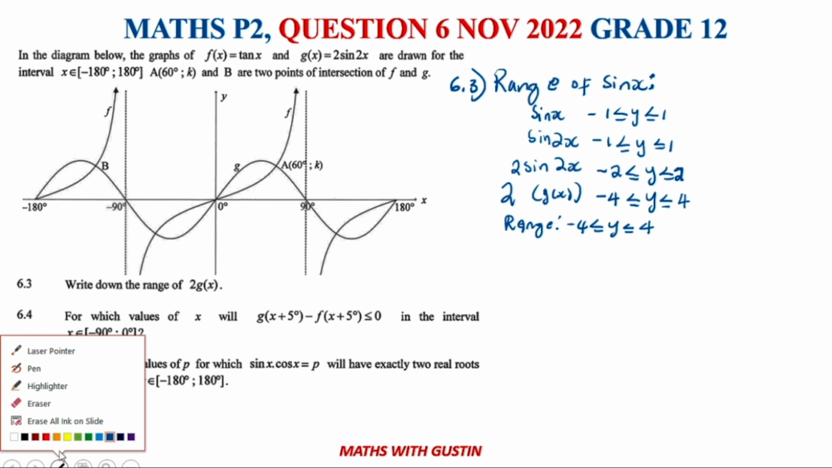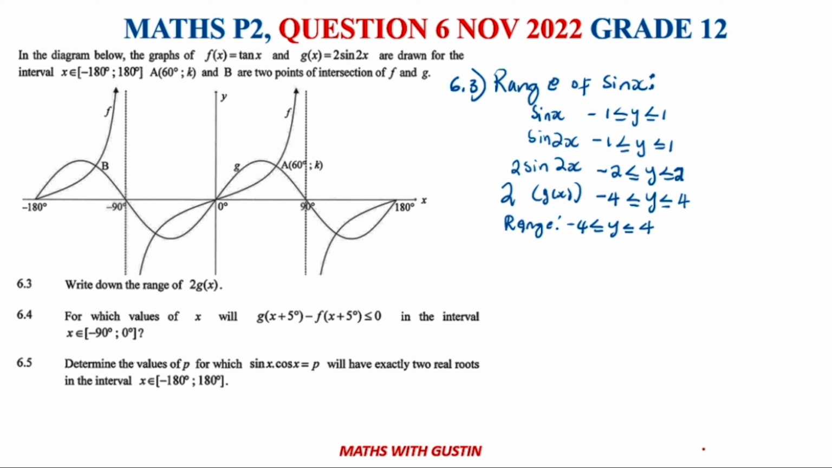6.4 says here, for which values of x will g of x plus 5 minus f of x plus 5 be less than 0 for the interval of 0 and -90. So you are looking only at these points here. Okay, you are looking only at these 2 points here that are sitting there.